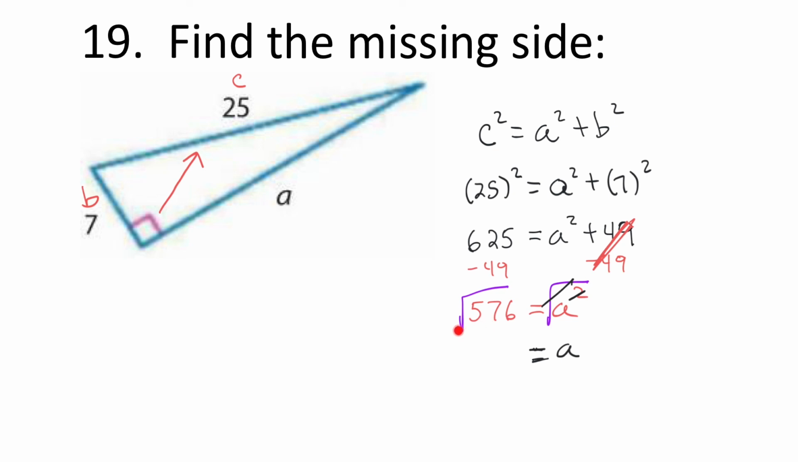And let's go ahead and find this square root. And it is 24. So that's a perfect square number. 576, the square root of 576 is 24. So we don't have a decimal, we don't have to round. My answer for A is 24.